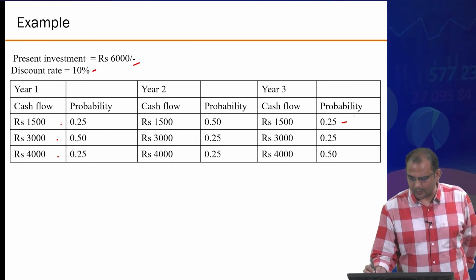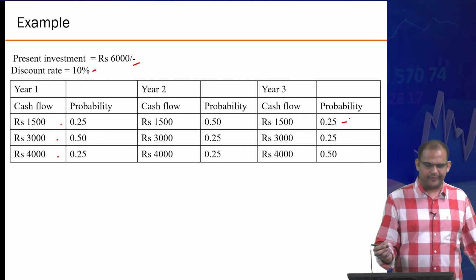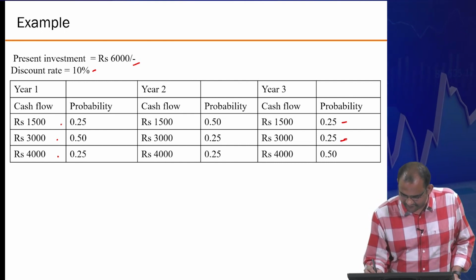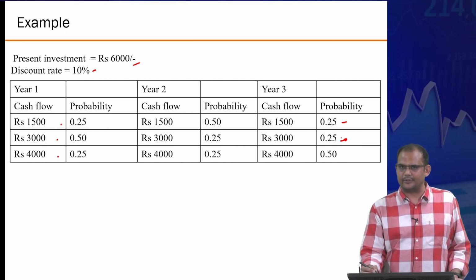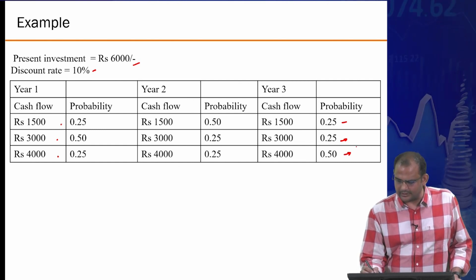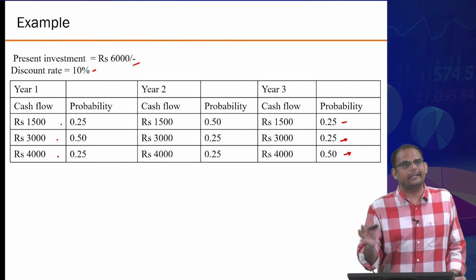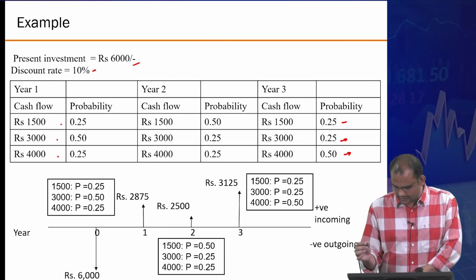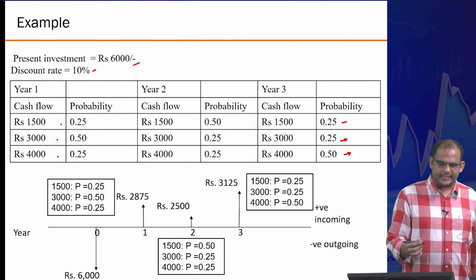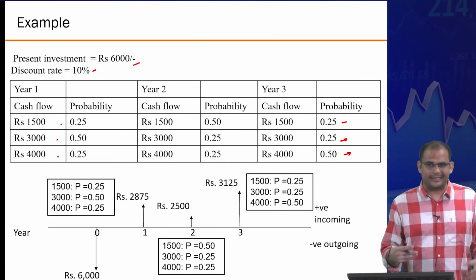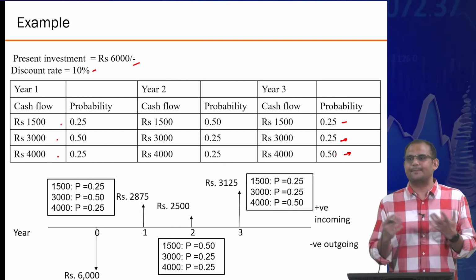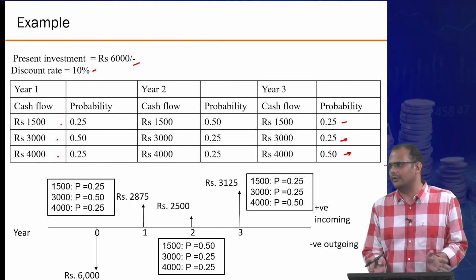Here, there is about a 25% chance that the cash flow would be 1,500 rupees. There is a 25% chance that the cash flow would be 3,000 rupees, and there is a 50% chance that there will be 4,000 rupees cash flow in year 3. Okay. So this is how your cash flow series is going to look. The average cash flow series, or the expected value of the cash flow series, is going to look like this.